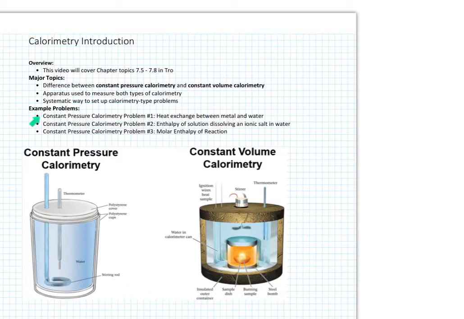Then there will be 3 videos about example problems, all of which use constant pressure calorimetry. It's a little bit easier, but it's the same idea. We'll do a classic one, heat exchange between metal and water, enthalpy of solution by dissolving an ionic salt in water, and then also calculating the molar enthalpy of a reaction. So the second 2 are chemical reactions. The first one is just the heat exchange between a hot object and a cold object.